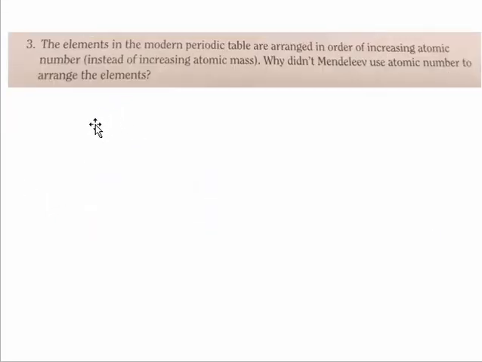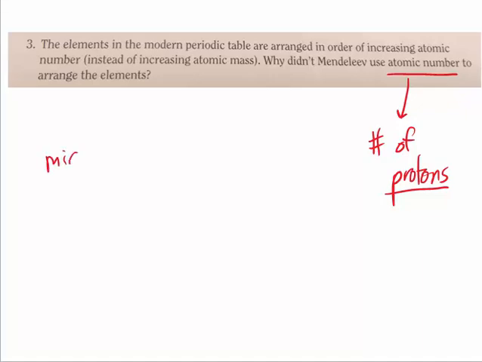In number 3, it says the elements in the periodic table are arranged in order of increasing atomic number instead of increasing atomic mass. Why didn't Mendeleev use atomic number? If you remember from the first semester, atomic number is the number of protons. So why didn't Mendeleev use protons to order his periodic table? So you've got to think. He did his work in the mid-1800s. What was not known at the time of his arrangement of the periodic table?